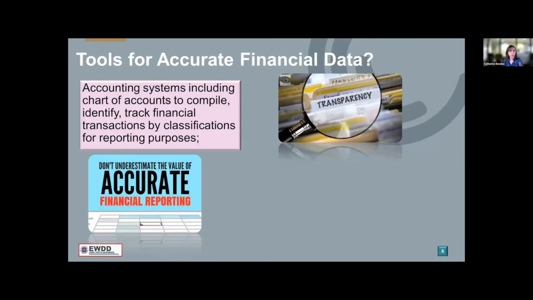Tools for accurate financial data. Accounting systems should include a chart of accounts to compile, identify, and track financial transactions by classifications that are required by your grantors. If you can't do it in your accounting system, have something outside of that system so that you can keep track and then maintain supporting documentation.